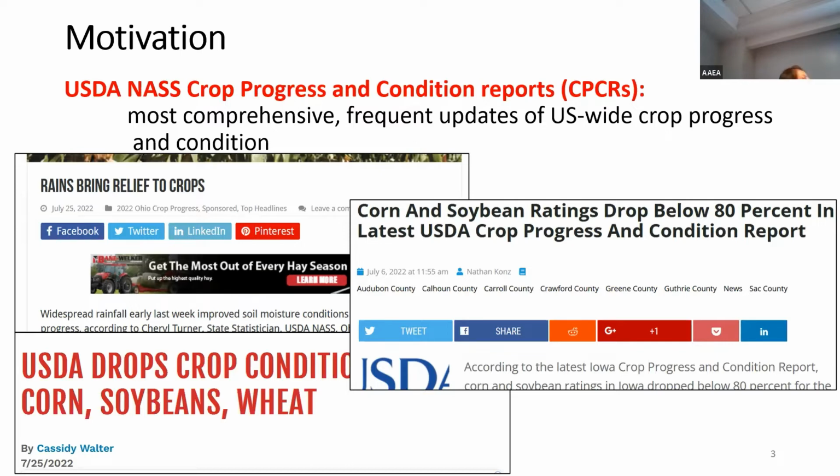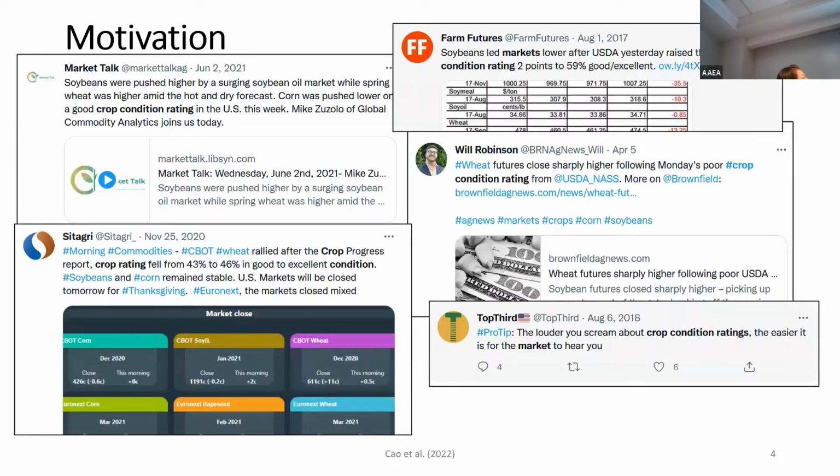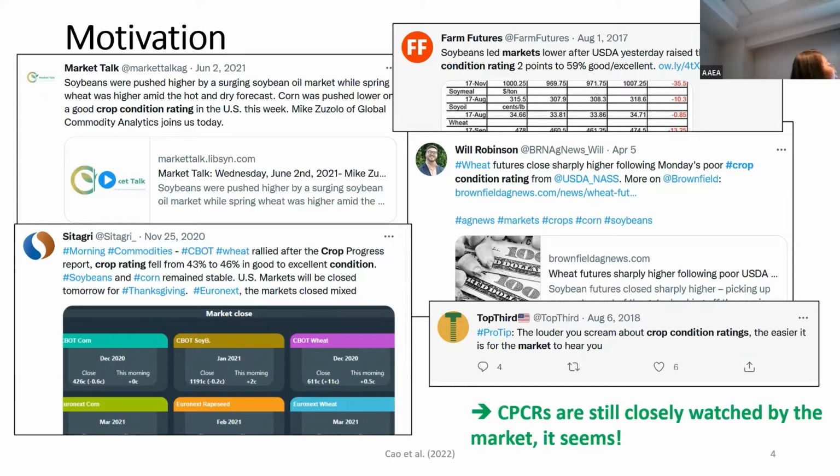It's very closely watched by the media, but more than that, if you go on Twitter, for example, you also see a lot of tweets trying to say what is the price implication of the result of the report on commodity markets like wheat, corn, and soybeans, and so on. So it seems that the CPCRs are still very closely watched by the market if you look at social media.